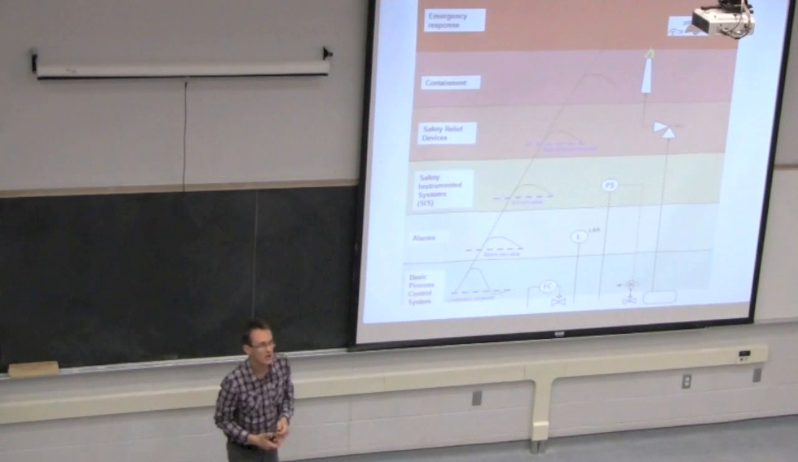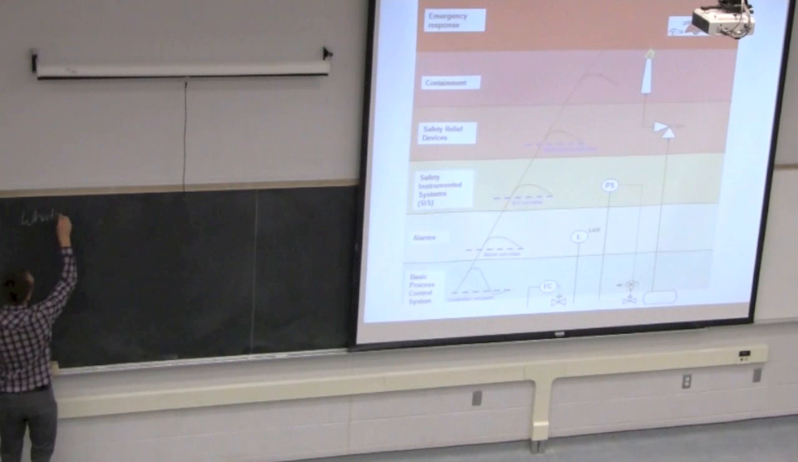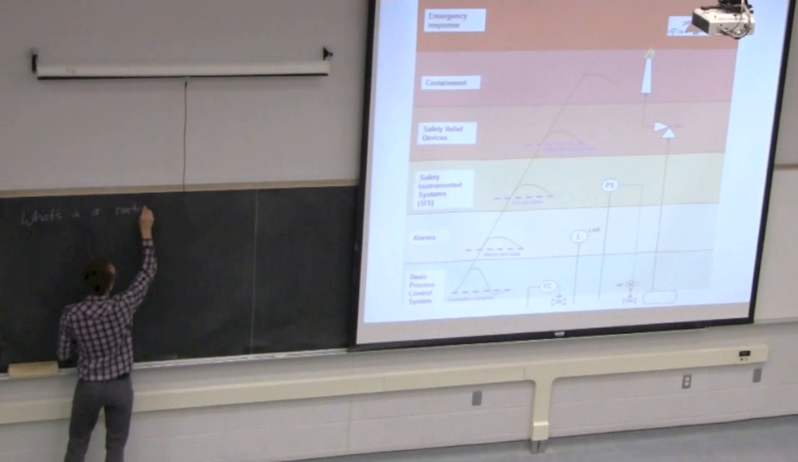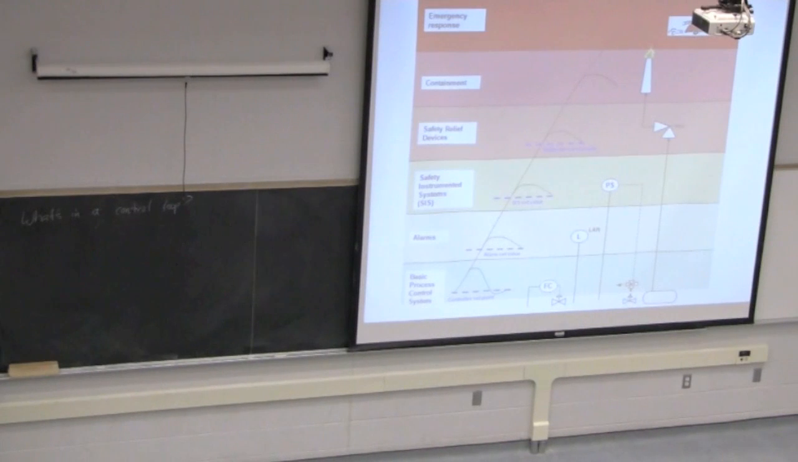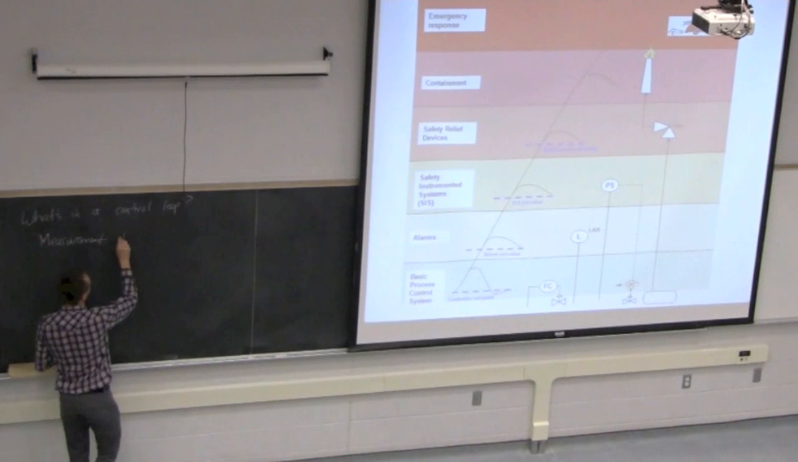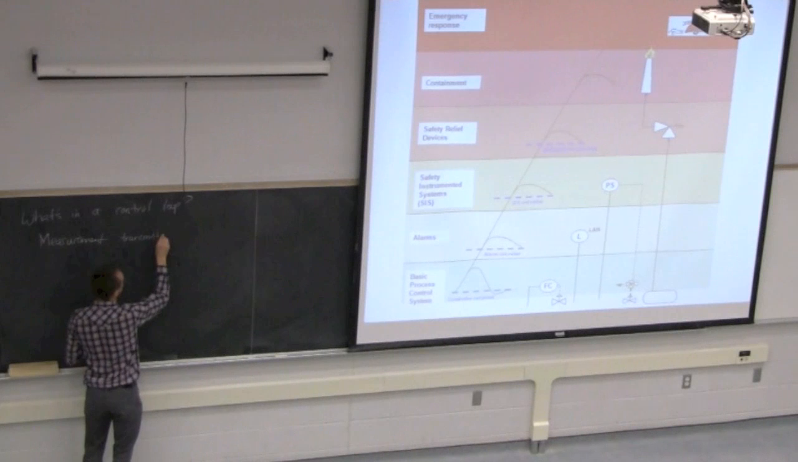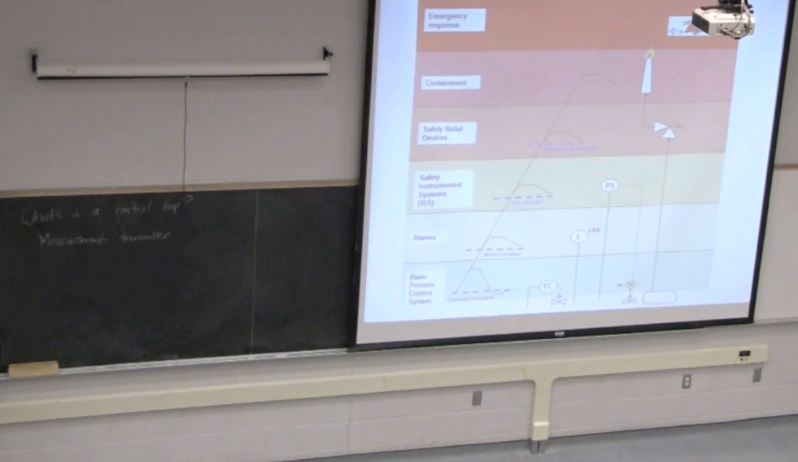So basic control systems have several components. Let's recall from the 3P course and from your knowledge of process control, what makes up a control loop? What elements do we need? If someone says we need to put a control loop in place, what are all the things you're going to have to put together to get that control loop working? Measurement, transmitter. This is the device measuring the variable you want to control. If you want to control temperature, you need to measure temperature in some way. That measurement is the first thing we need.